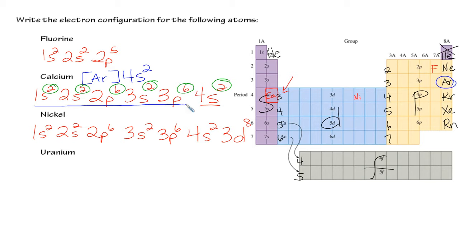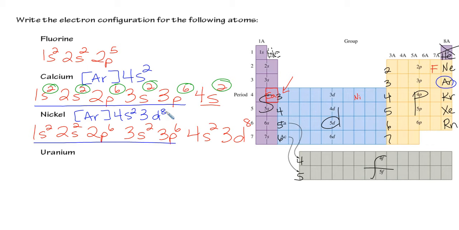Nickel. Again, nickel was number 28. You always have to go backwards. You have to use the previous noble gas. So going backwards, we're looking at argon again. Argon. That saves me the first 18. So all you have to do is write what comes after: 4s2, 3d8. Not bad, huh? Kind of nice.